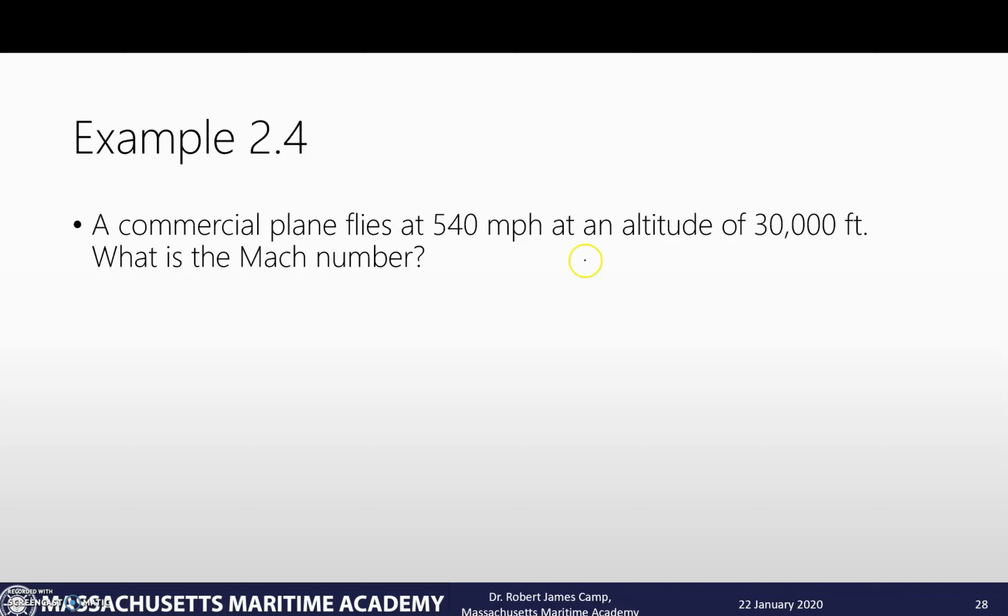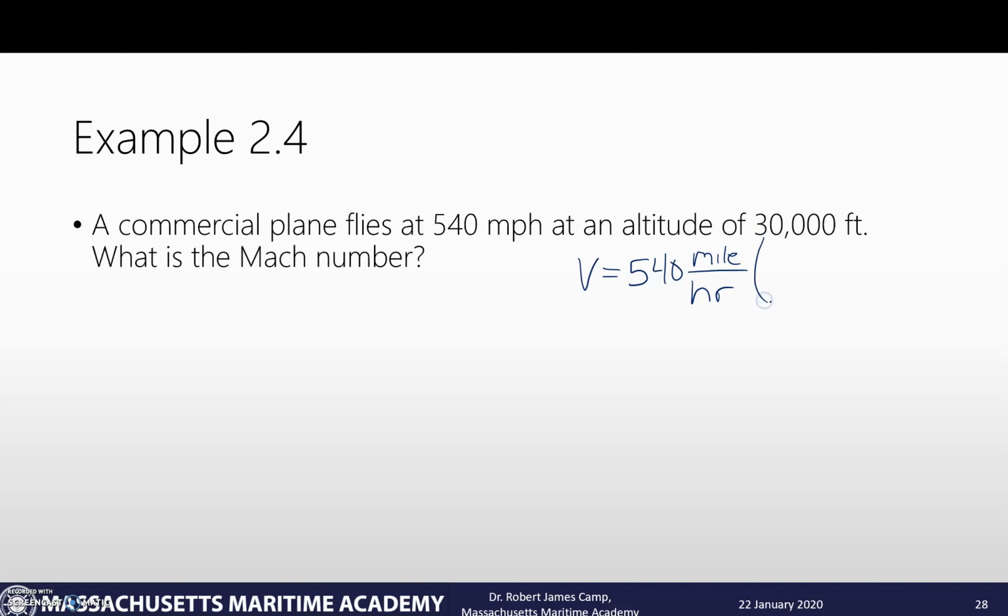So the first thing we have is the velocity, 540 miles per hour. Now obviously this isn't going to work so well because we're going to need to put it in feet per second. It doesn't matter if we go feet per second or meters per second. Let's use metric units for the heck of it, why not?